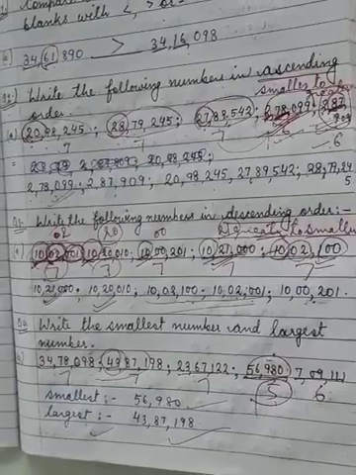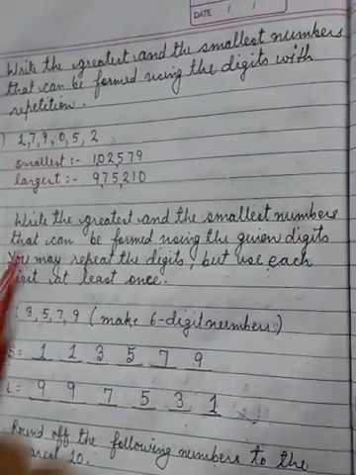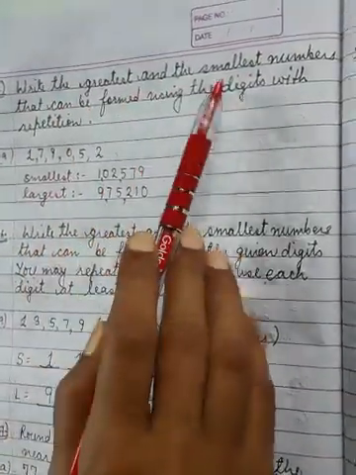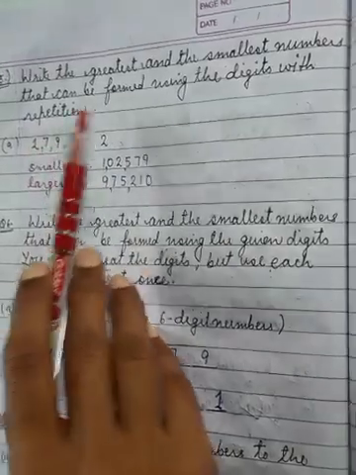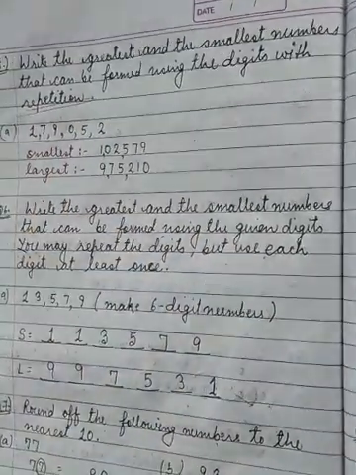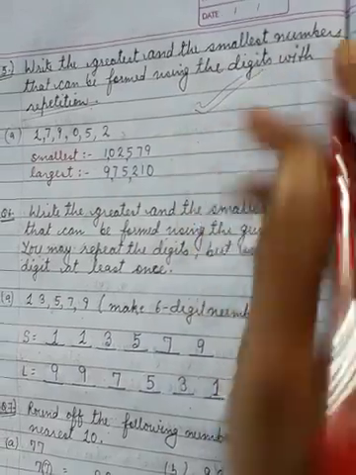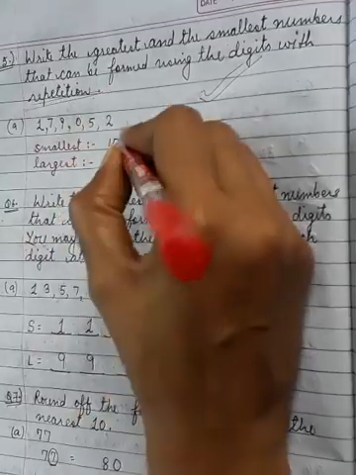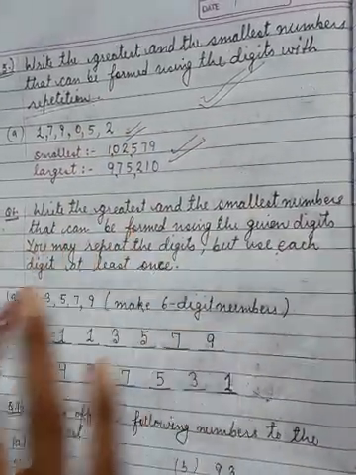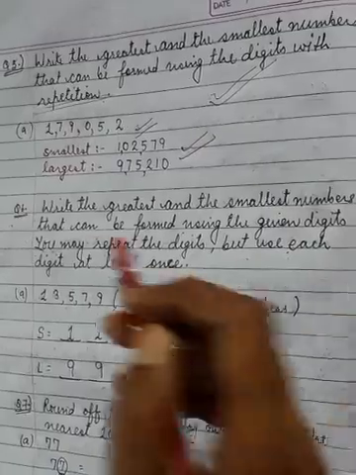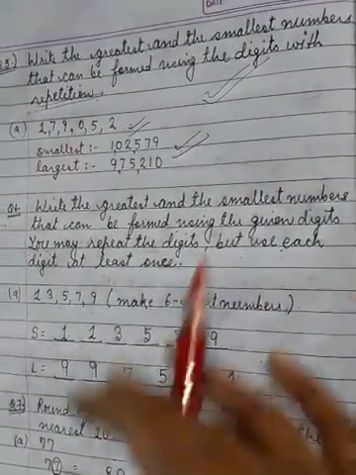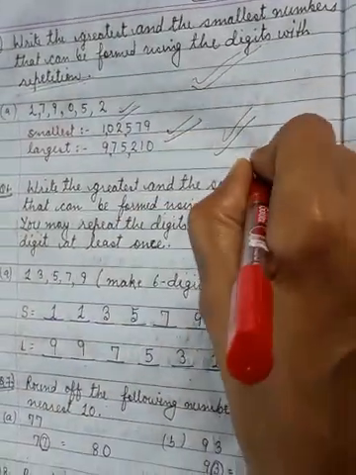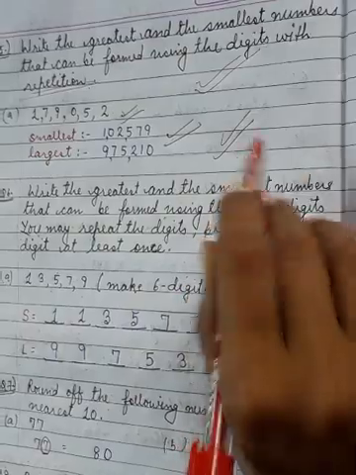So we will move to the next question now, students. Our fifth question is: write the greatest and the smallest number that can be formed using the digits with repetition. Students, this question is totally worthy because you do not know how to make numbers with the help of digits. How can you make numbers with the help of digits? Till now you do not know how to make numbers with the help of digits. So I am going to explain this topic first. After that, I will come here and explain this question.